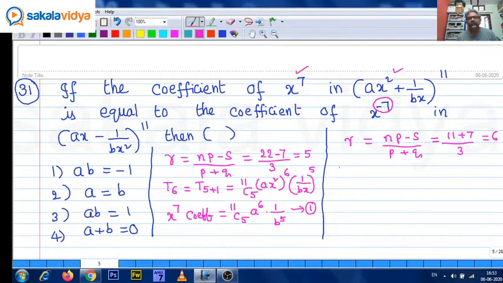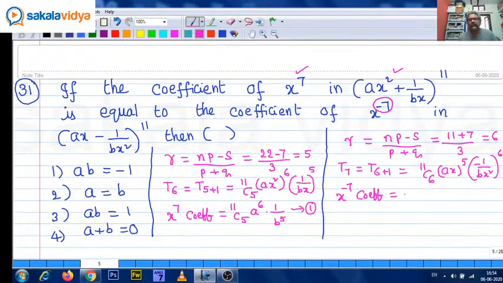That means you need to find out t7, that is t6 plus 1, equal to 11C6 (ax)^5 and (−1/(bx²))^6. Here therefore the x to the power of minus 7 coefficient is equal to 11C6 a^5, minus 1 to the power of 6 is plus, times 1/b^6. This is 2. According to the problem, these two are equal.